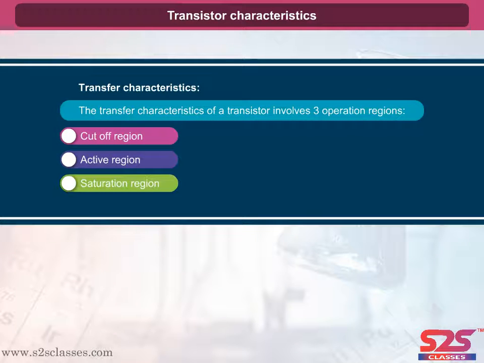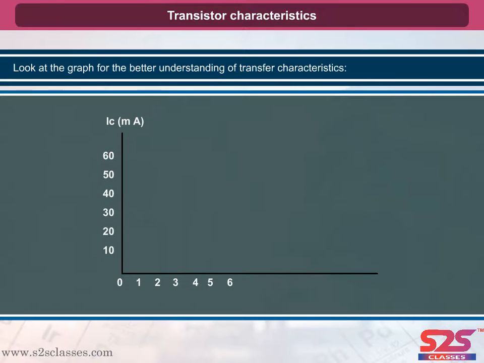Transfer characteristics. The transfer characteristics of a transistor involve three operation regions: cutoff region, active region, saturation region. Look at the graph for a better understanding of transfer characteristics.